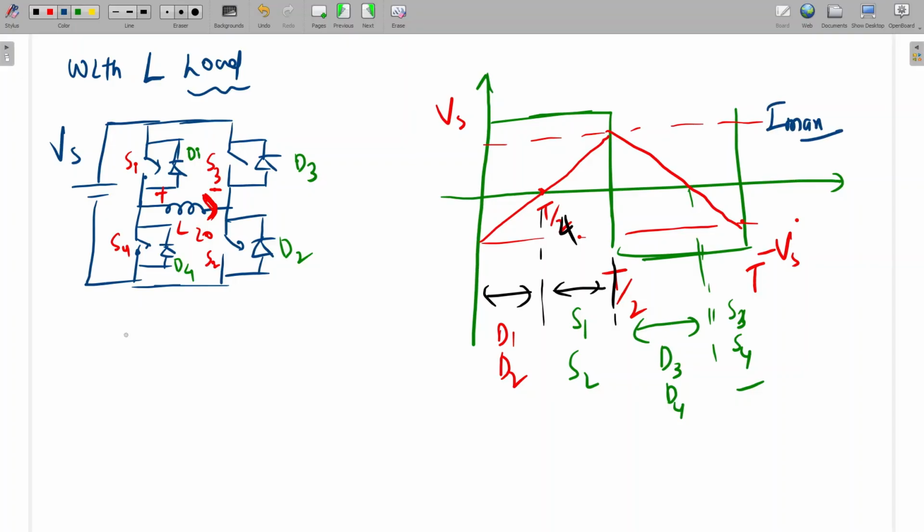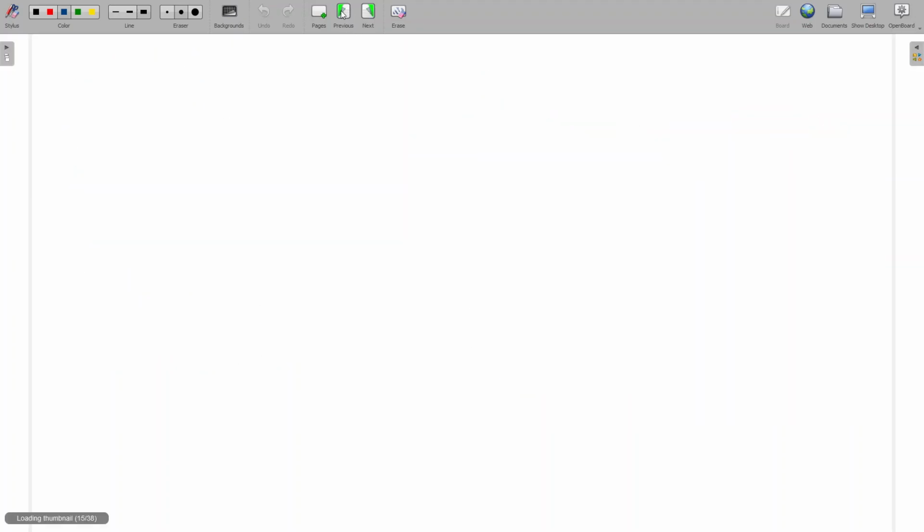In the same way, we can write the maximum value of the current here also. So what is the slope here? VL is equal to L di by dt, so di by dt will be Vs by L. There it was Vs by 2, that's why the slope was Vs by 2L. See here.